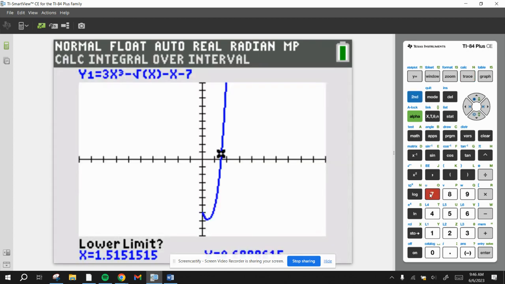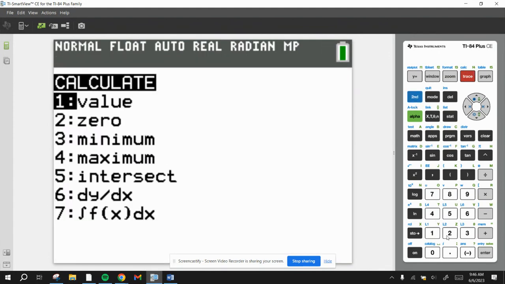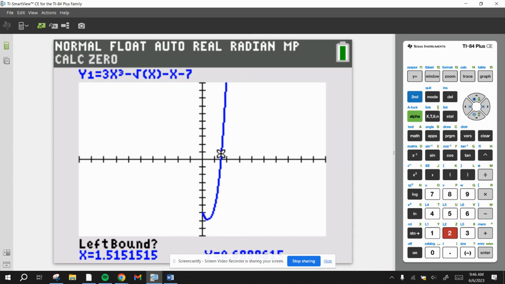And if I don't want to do all the scrolling, I could see that my 0 is about 1.5. So instead of scrolling from the lower limit, or oops, I must have hit the wrong thing. Hold on. Second calc 0, 2. So something was wrong. It said lower limit down there. That's how I knew I hit the wrong key. I'm looking for left bound.